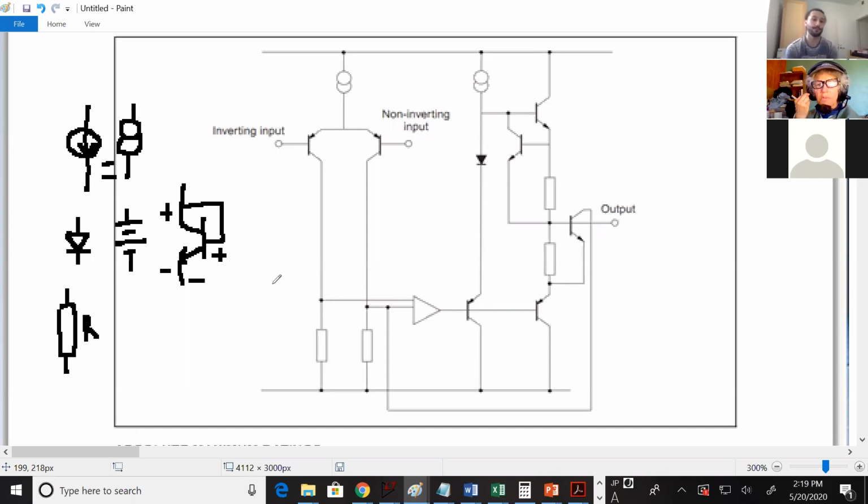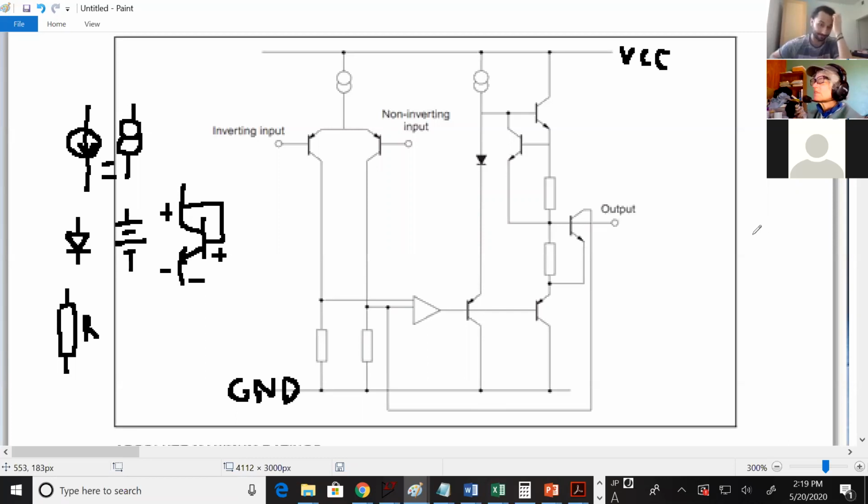Okay, are there any other parts that you see that you haven't seen before? I think everything else should be good. And this is kind of your VCC. This would be your ground or your -5 volts if you're doing dual rail.